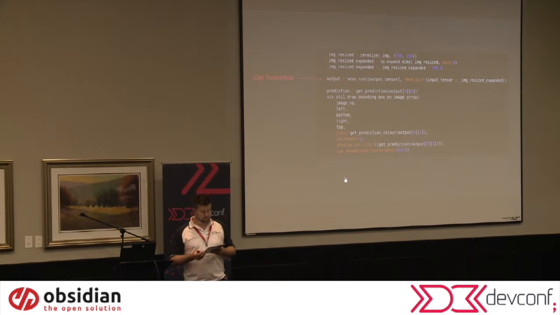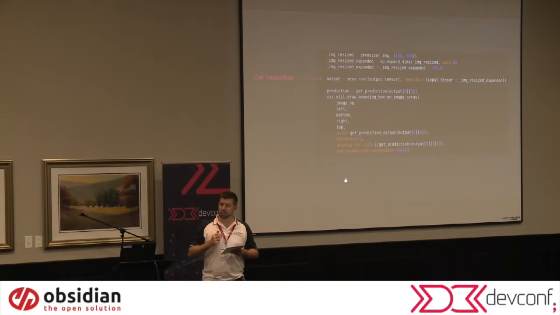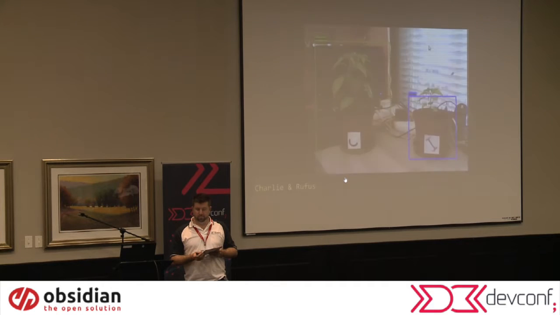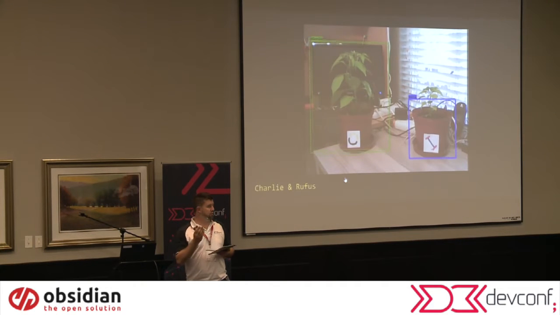Looking at a code snippet, I used the same TensorFlow session I previously used for the YOLO object detection, and I swapped my identification graph model into that same session. Each time I found an object that is of the class I'm looking for, I present to you Charlie and Rufus.